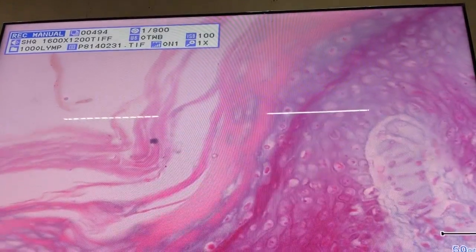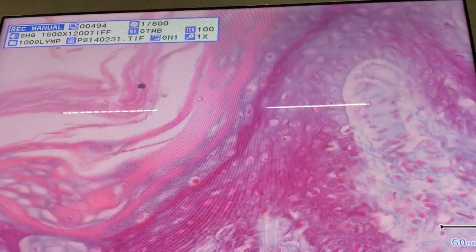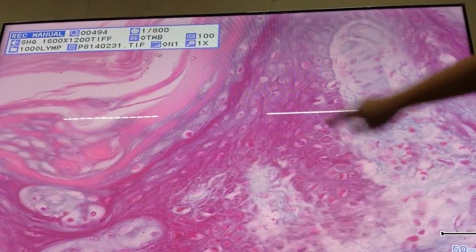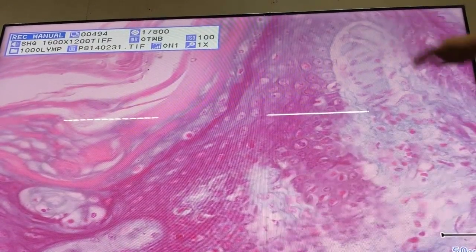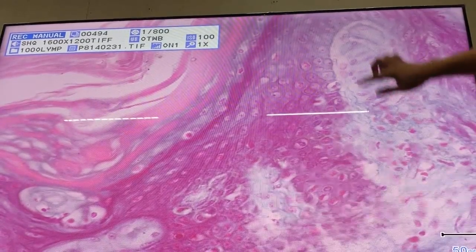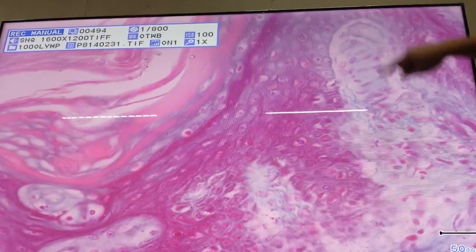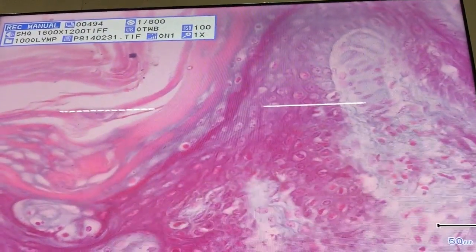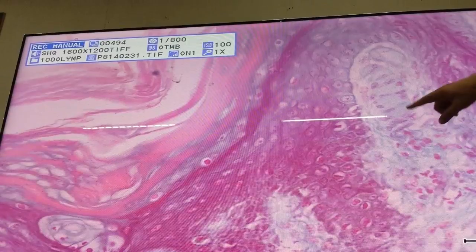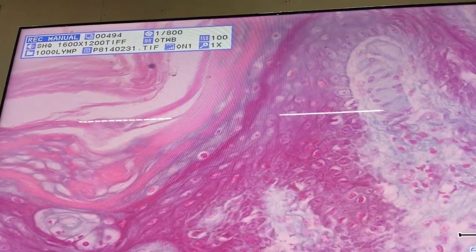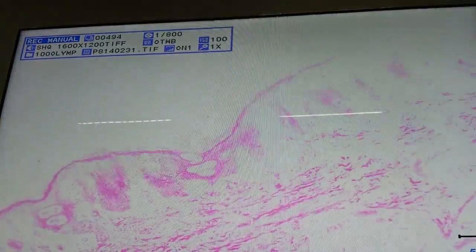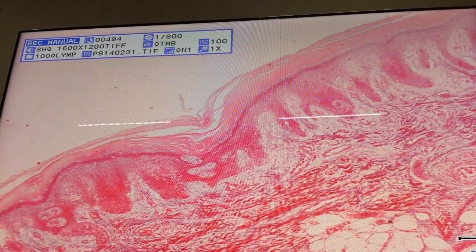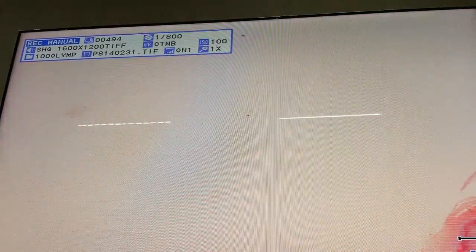So this is the Meissner's corpuscle. Epidermis, rete ridges, dermis, dermal papillae. It's located in the dermal papillae, composed of Schwann cells and nerve fibers. Okay, so it's involved in light touch. So that's it. Okay, we look for that one.